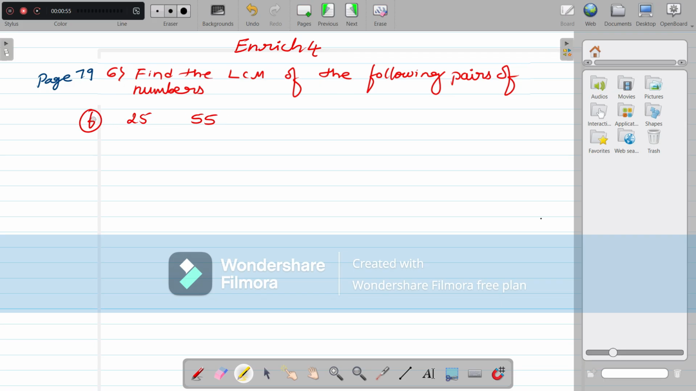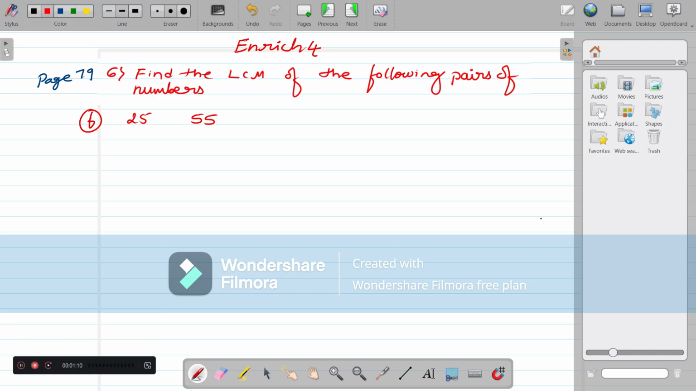That is question number F. In that question, they have given these two numbers, one is 25, another one is 55. To find the LCM, first we will write the multiples of the given numbers. So I will start writing the multiples of these two given numbers. First I will find the multiples of 25.